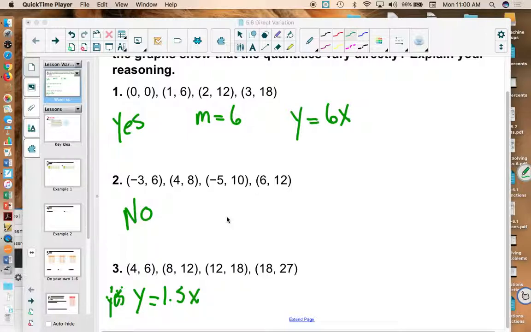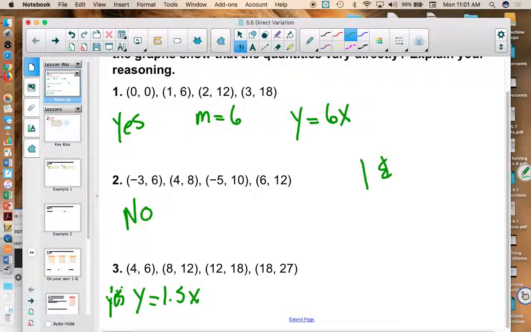Do you notice anything else about their graphs that you can say, hey, this is the same on both of these? 1 and 3 are proportional. They are proportional. I agree. Yes, 1 and 3 are proportional.